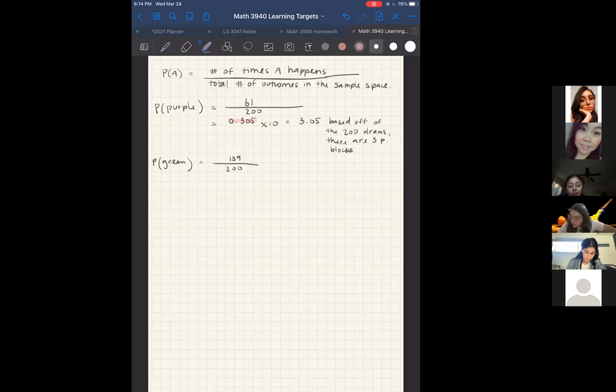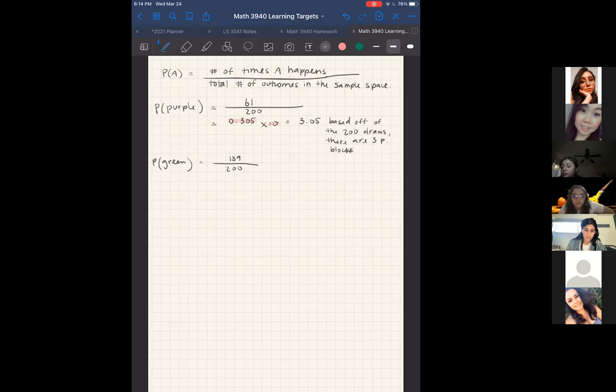Before I continue with this problem, this is the probability. Let me highlight that. The probability of pulling out a purple block is 0.305. And the reason why we multiplied by 10 was because we wanted to find out how many purple blocks there were, and we know that there are 10 blocks in there. And then how we convert the probability from a decimal to a percentage is by multiplying the 0.305 by 100. And that will give us a 30.5% chance of pulling a purple.